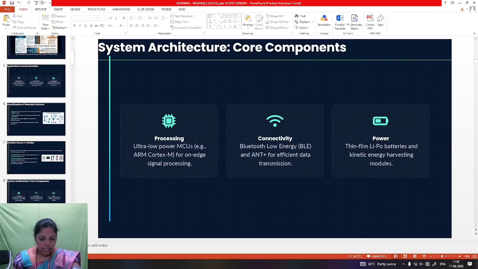Now let us look at the core components of wearable systems. There are three important components: processing, connectivity and power. First, processing is done using low-power microcontrollers for signal processing. Second, connectivity is provided by Bluetooth Low Energy (BLE) for wireless data transmission. Finally, power is supplied by thin-film batteries or energy harvesting methods. These three components work together to make the wearable system efficient and portable. Now let us move to the next slide.